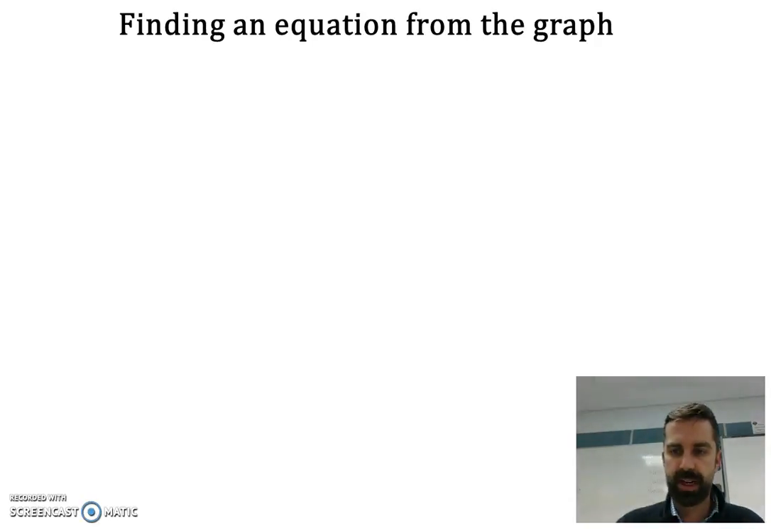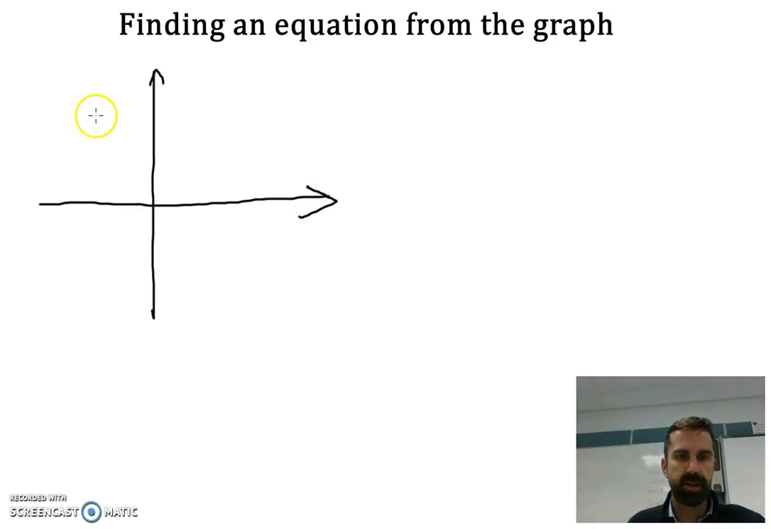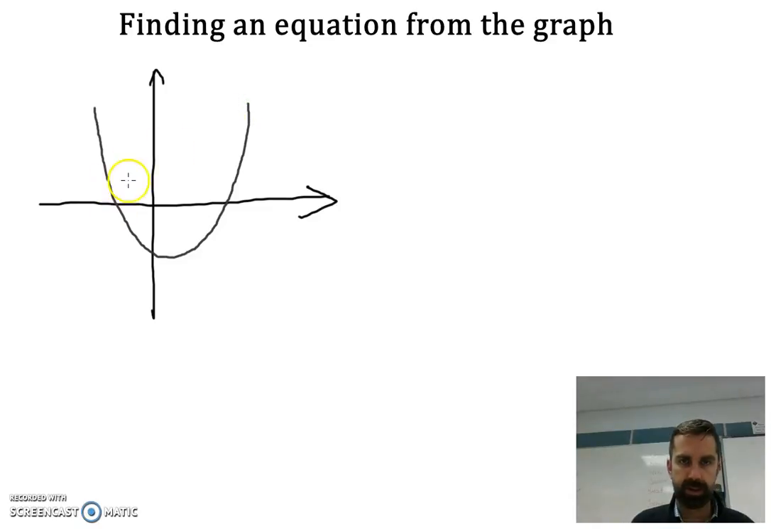Okay, this is going to be the last video on quadratic equations. What we're going to look at today is finding the equation, so finding a quadratic equation just by looking at the graph of that equation. So it's kind of like the reverse of the very first thing that we did. So let's just say we have a graph and someone's actually plotted the quadratic equation for us, and it looks something like this.